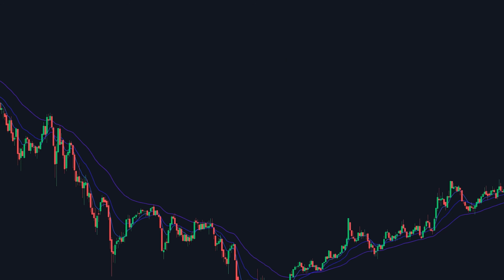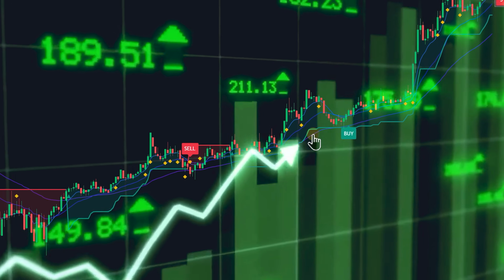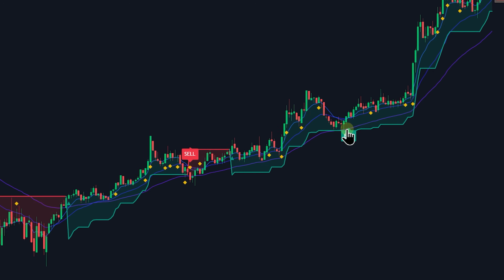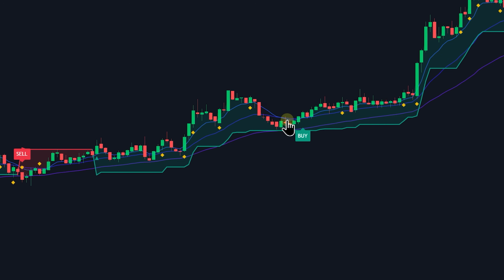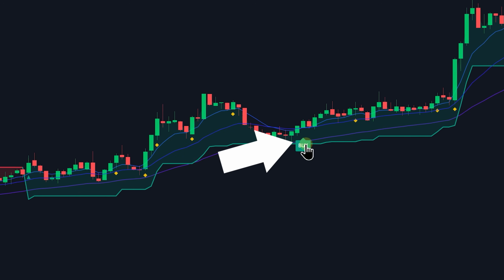Now, for a buy signal to be printed, the Supertrend needs to be bullish, the 50-period EMA needs to be angled up with the price trading above it, and then the 8-period EMA needs to cross under the 21-period EMA and then cross back above it. Once all those conditions are met, a buy signal is printed.